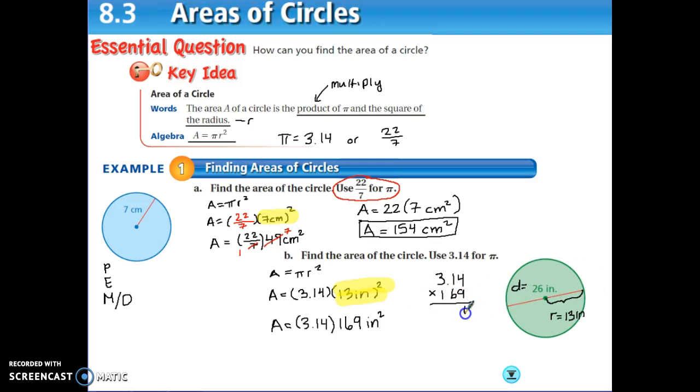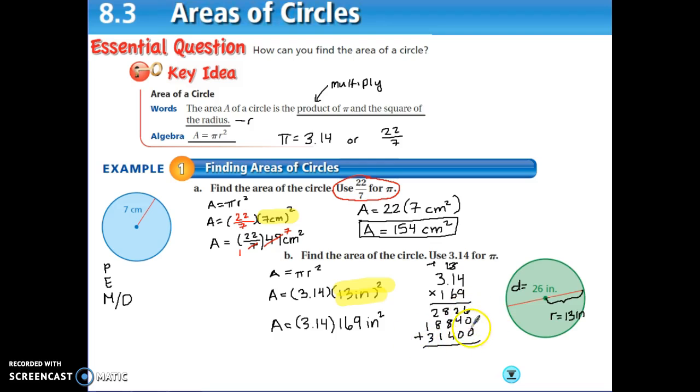9 times 4 is 36. 9 times 1 is 9, plus 3 is 12. 9 times 3 is 27, 28. Drop a 0 and move on to the 6. 6 times 4 is 24, carry a 2. 6, 7, 8. 6 times 3 is 18. Drop 2 zeros and move on to the 1. 1 times 4 is 4, 1 times 1 is 1, and 1 times 3 is 3.